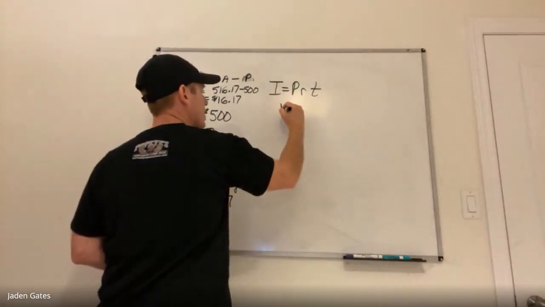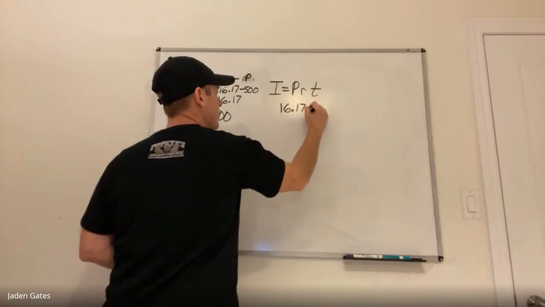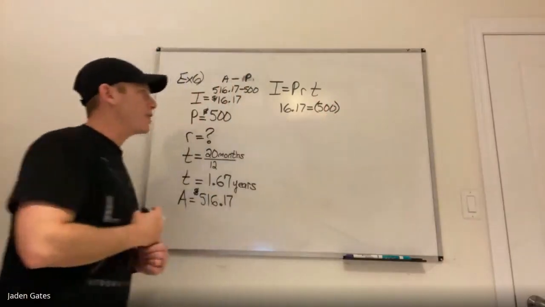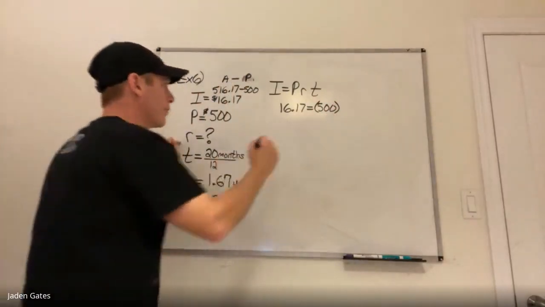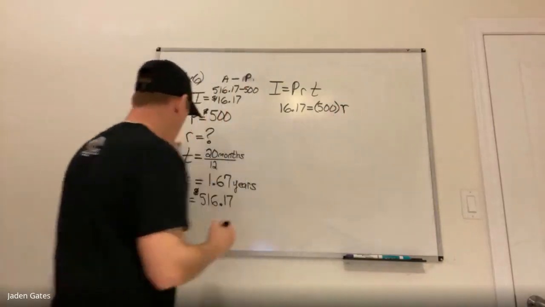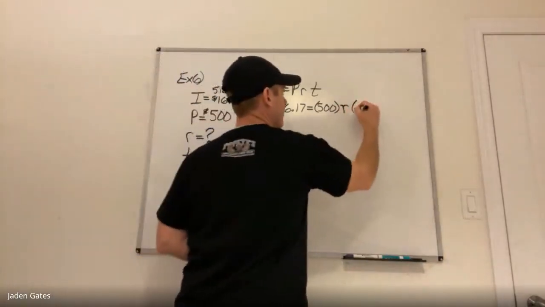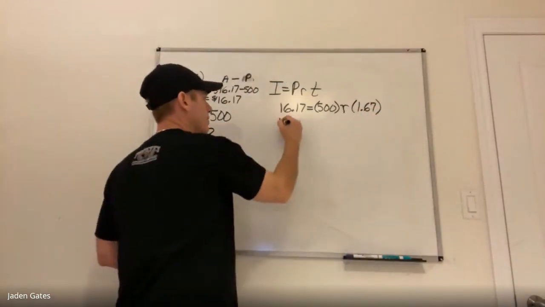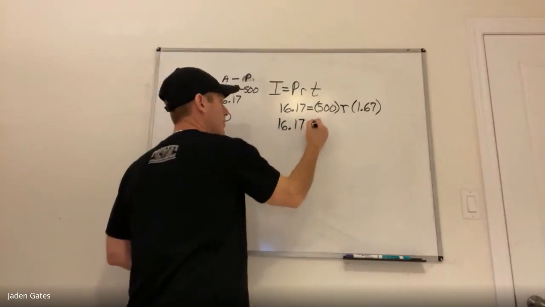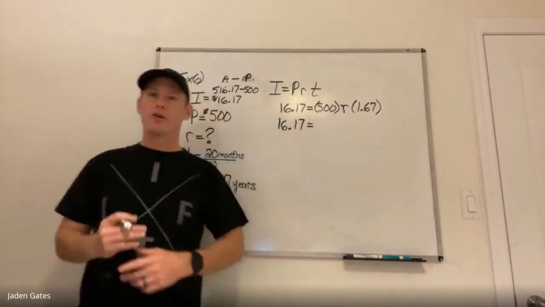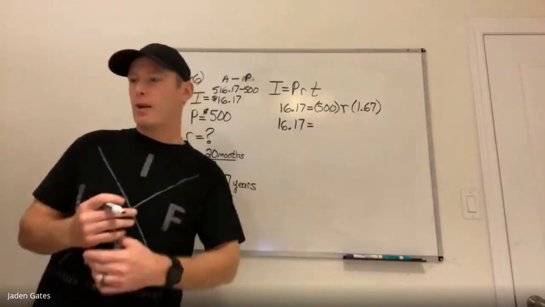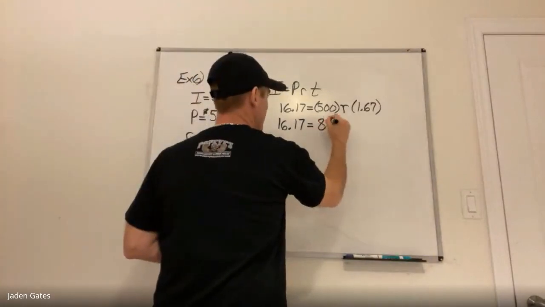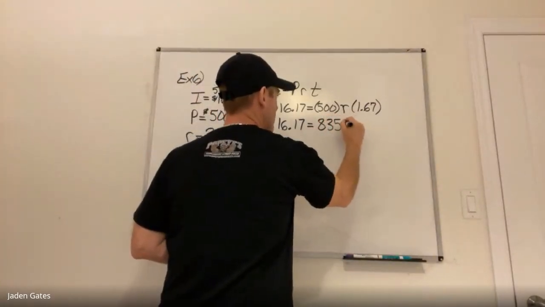So my interest, as I was saying, is 16.17. That's how much was made. Principal, that's how much was put in the account, 500. We're looking for the rate, so there's our R there. And our time was 1.67. All right, now, to simplify things, nothing I can do on the left-hand side here. But on the right-hand side, I got multiplication. Now, you can do multiplication in any order. So I'm going to take that 500, and I'm going to times it by the 1.67. And I get 835. And, of course, times R.